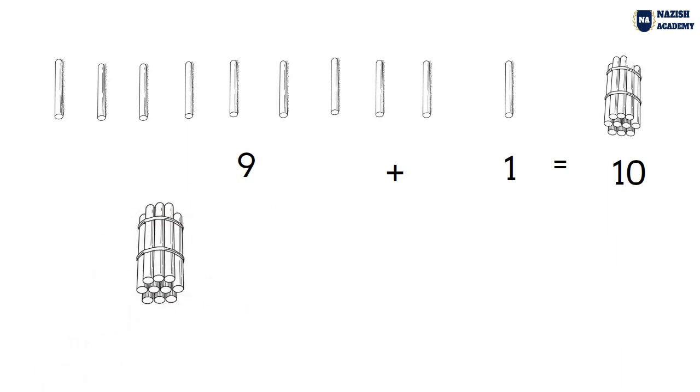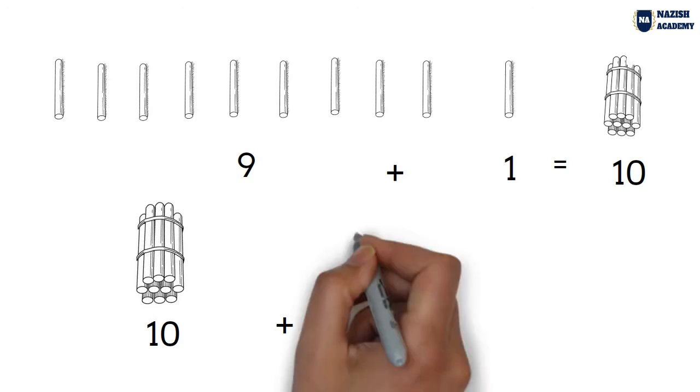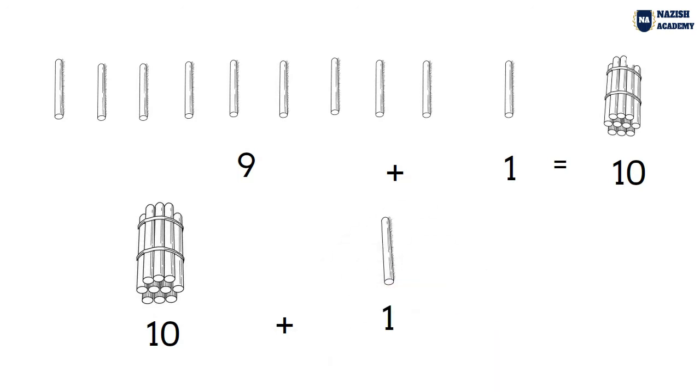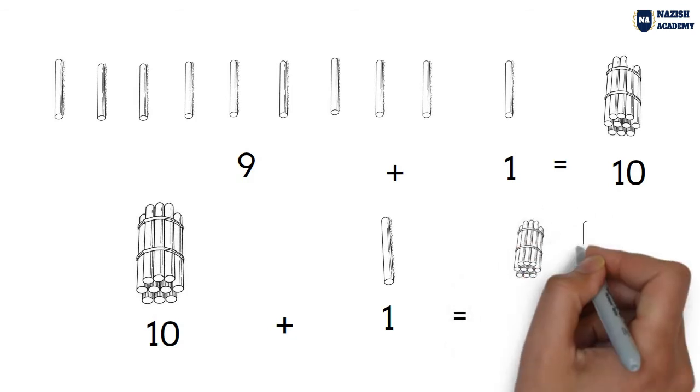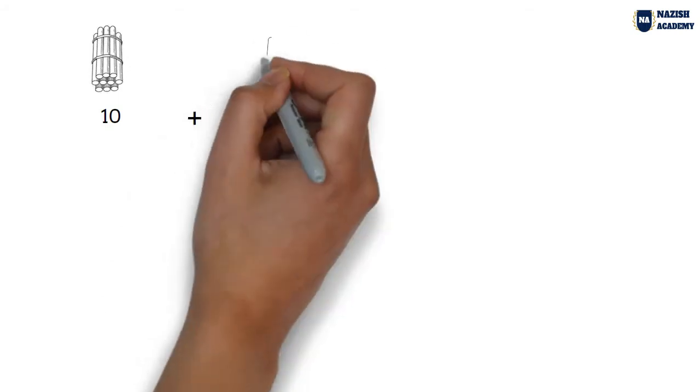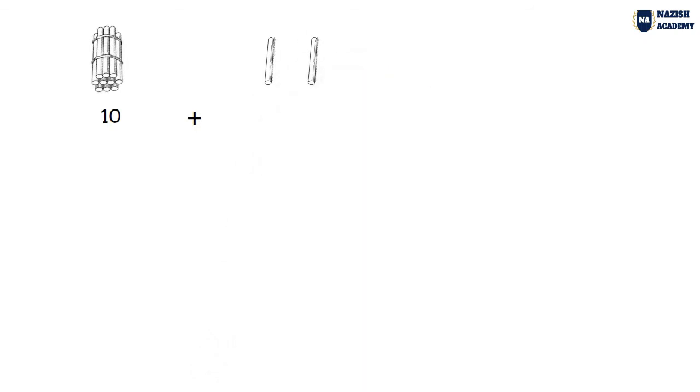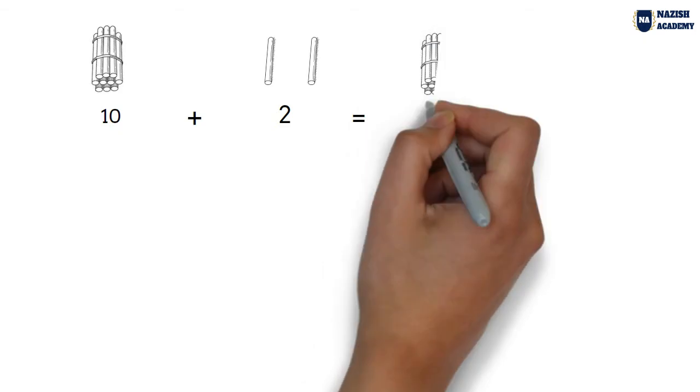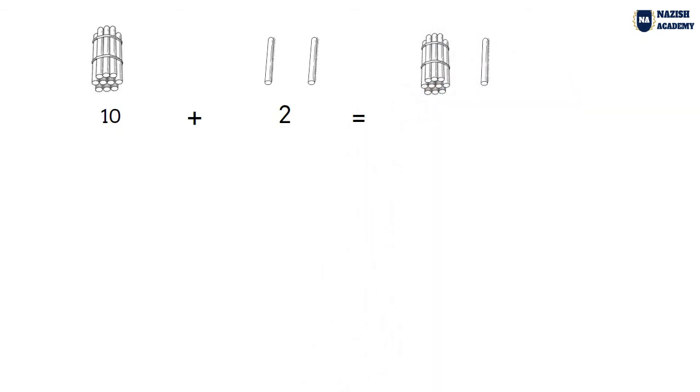10 sticks plus one more stick is equal to 10 sticks and 1 stick. It means 11 sticks. 10 sticks plus 2 more sticks is equal to 10 sticks and 2 more sticks. It means there are 12 sticks.